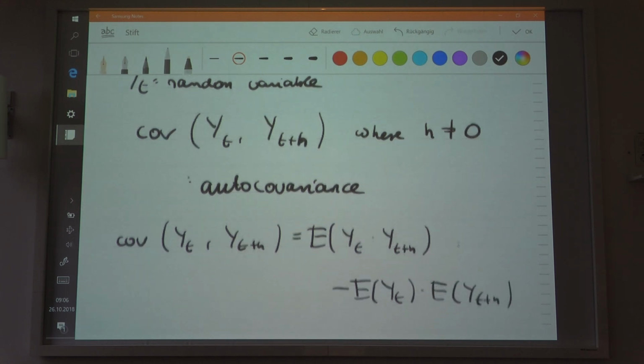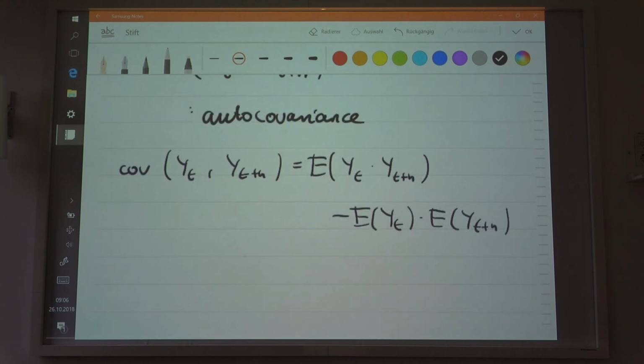Again, but this is just an application. Now, we say autocovariance is just a covariance. So from now on, I will use the term autocovariance instead of the covariance, but basically what I mean is that's just a covariance.